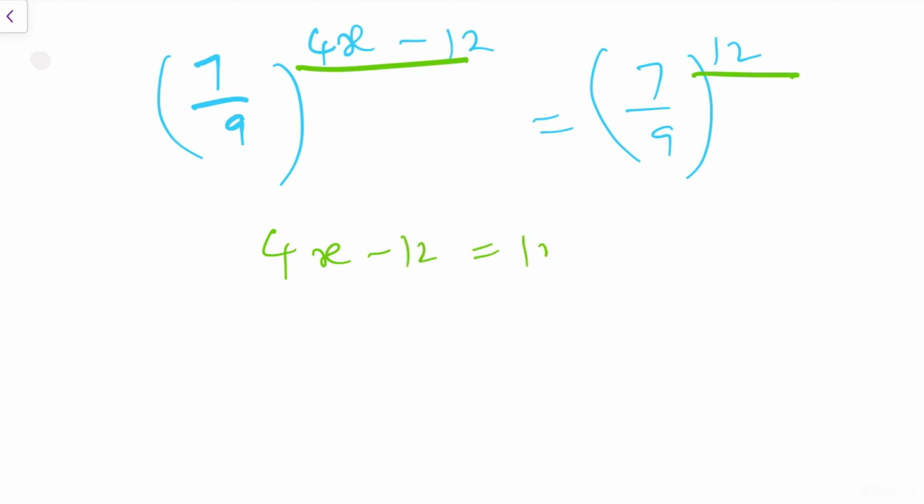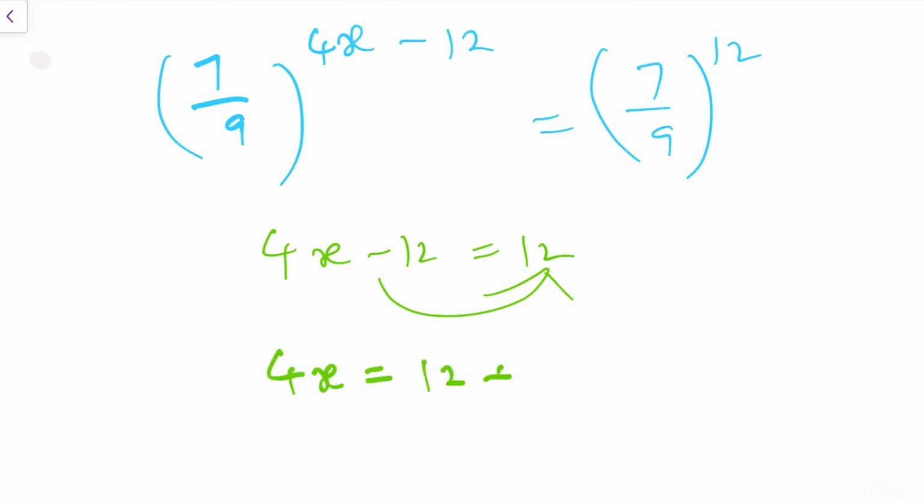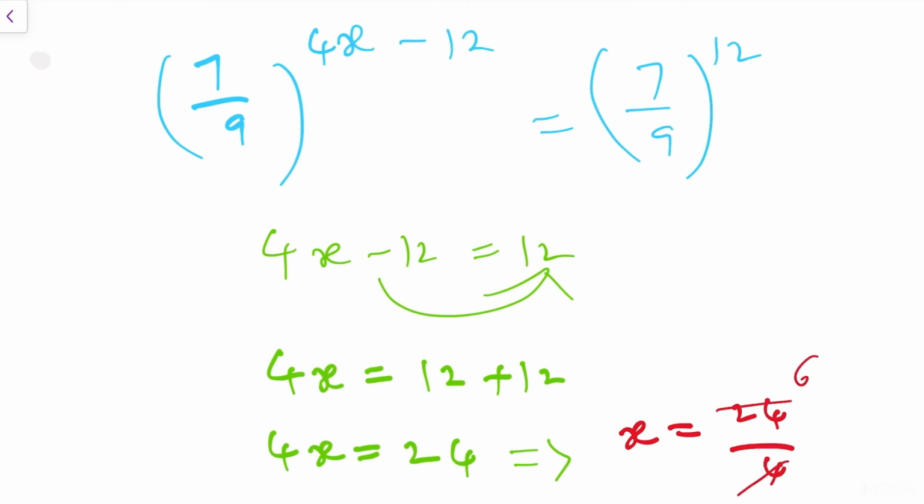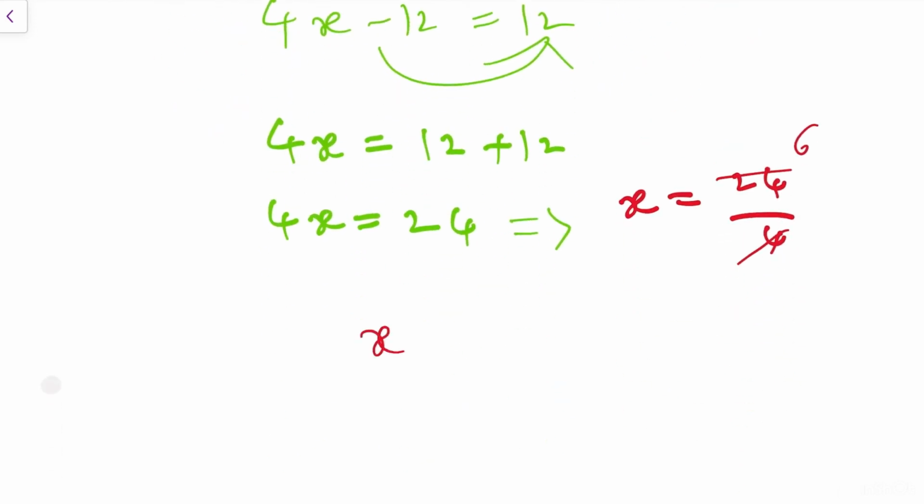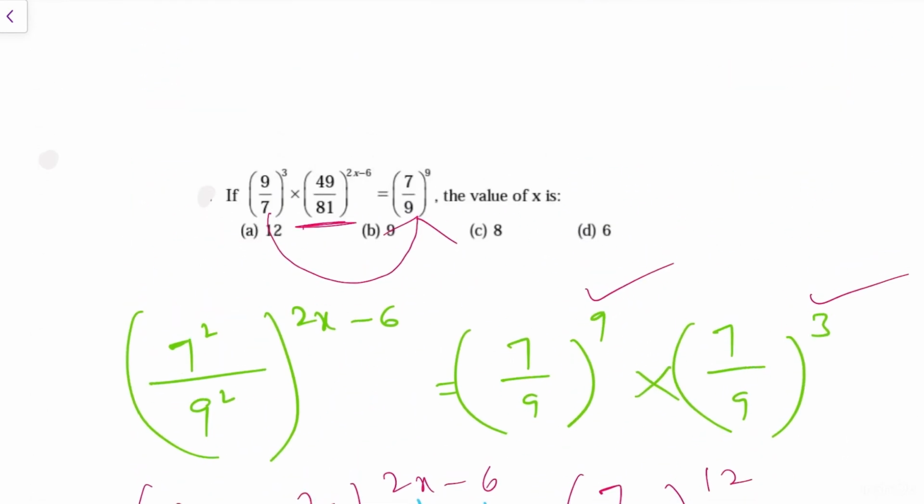4x minus 12 is equals to 12. Take minus 12 to the right side. If you take the minus 12 to another side, then it becomes plus 12. So 4x is equals to 12 plus 12. Then 4x is equals to 24. Then what will be the x value? x is equals to 24 by 4. 4 sixes are 24. So x is equals to 6. That is option D.